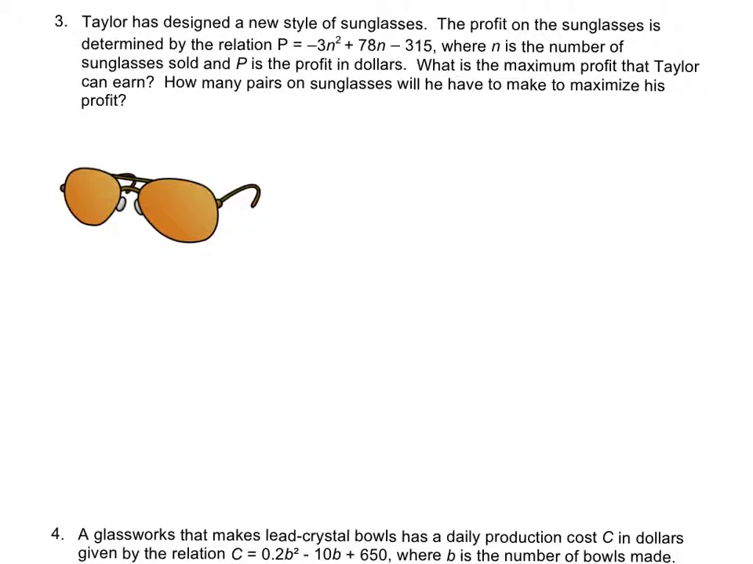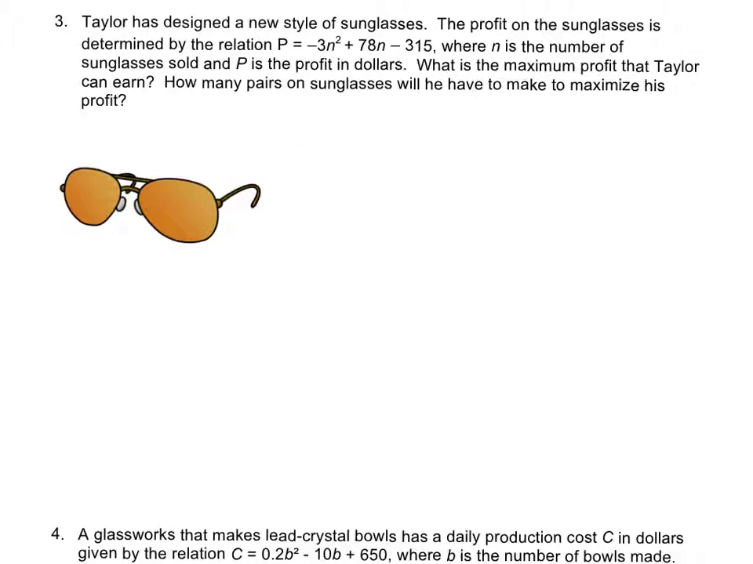Okay, so in this question here, it says Taylor has designed a new style of sunglasses. The profit on the sunglasses is determined by the relationship given, where N is the number of sunglasses sold and P is the profit in dollars. What is the maximum profit that Taylor can earn, and how many pairs of sunglasses does he need to make?